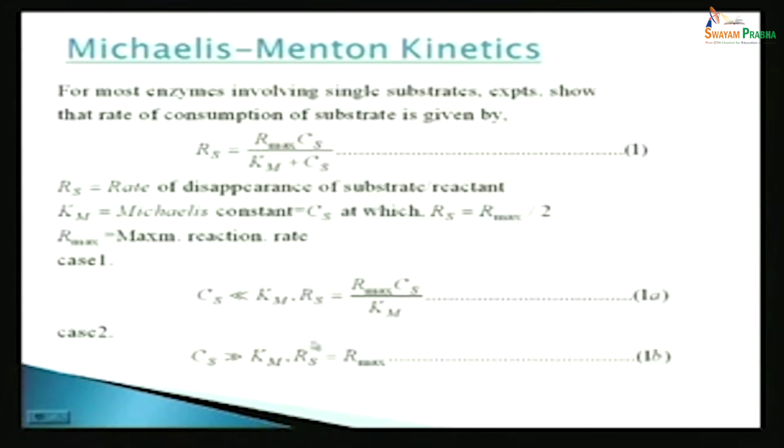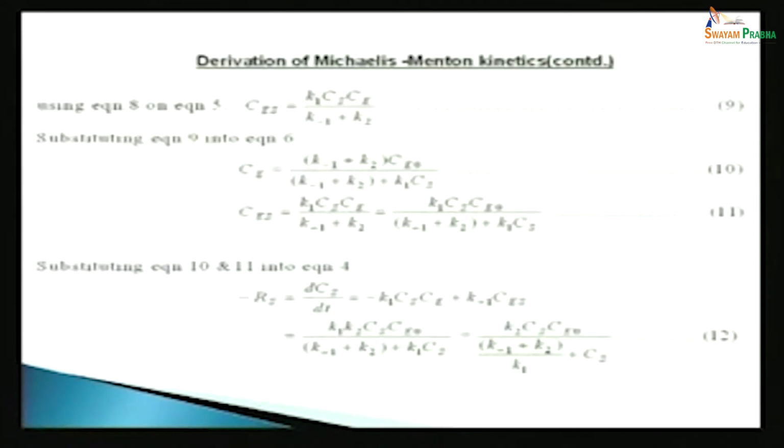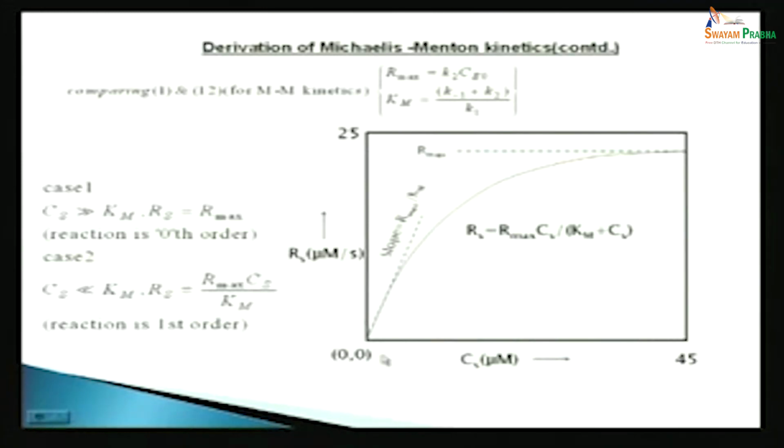What about the other range, that is Cs much greater than Km? So Km goes away from the denominator, and Cs remains in the numerator as well. So you get Rs equals Rmax. This is a zeroth order reaction. So the two bounds of the whole reaction are zeroth order and first order, which means the order of the reaction is fractional. It's bounded by the zeroth and the first order.